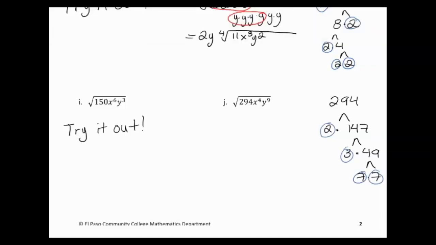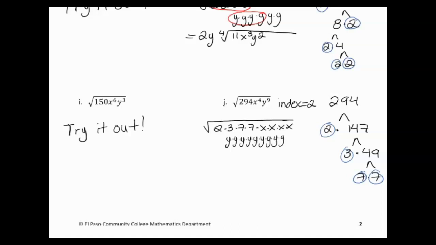And my index here is 2. Remember, if it doesn't have one, it means it's a square root. So my index is a 2. All right. So this is going to look like 2 times 3 times 7 times 7 times x times x times x times x. And we have y to the 9th. So 9 y's. So 1, 2, 3, 4, 5, 6, 7, 8, 9.